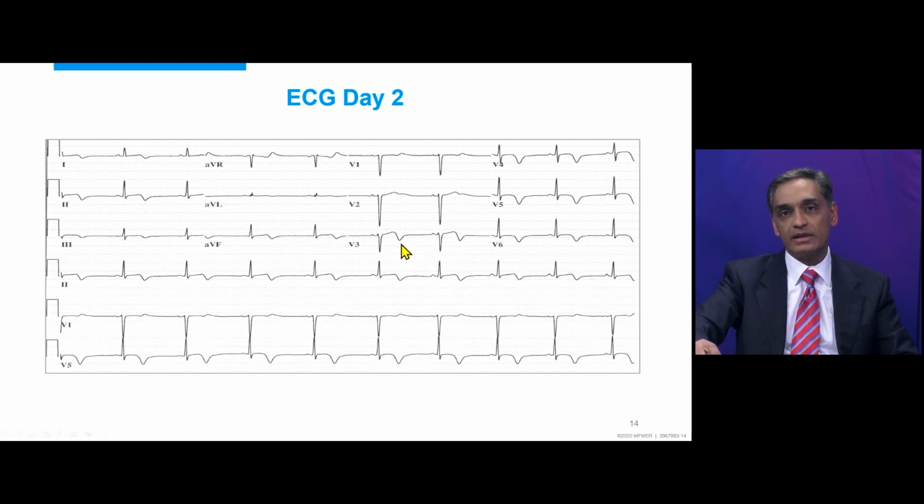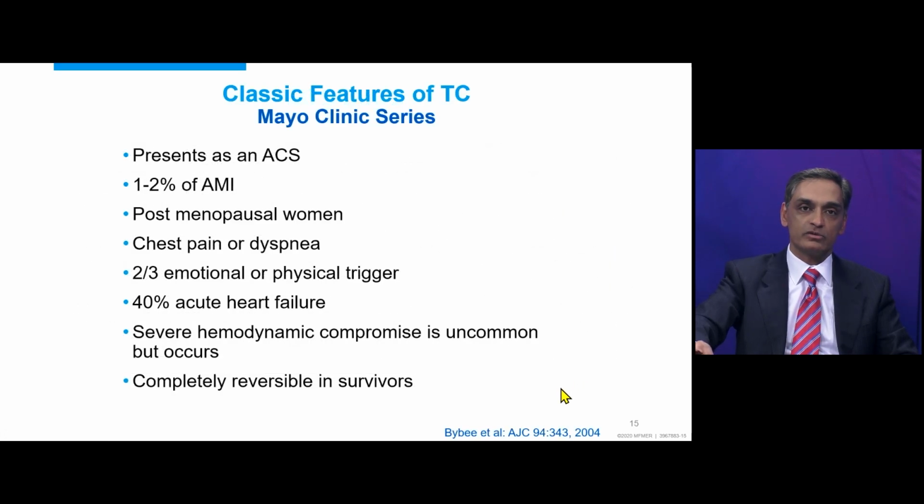You see the classic evolutionary changes of T-wave inversion, quite deep, which extends beyond any single coronary territory. You start seeing T-wave inversion in the limb leads too. This is classical of Takotsubo. And QT interval prolongation. This is also very typical, but doesn't have to be always present.